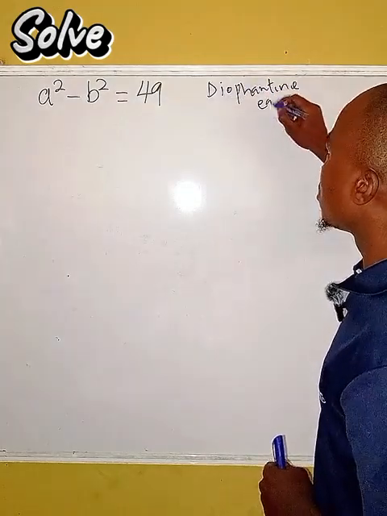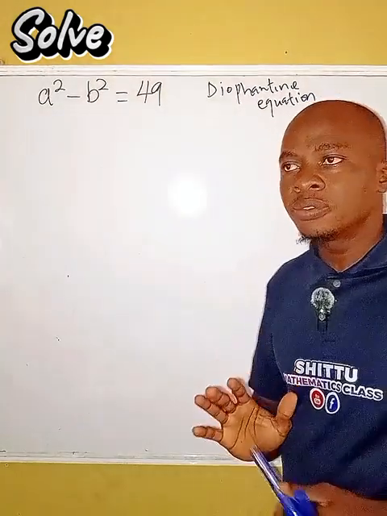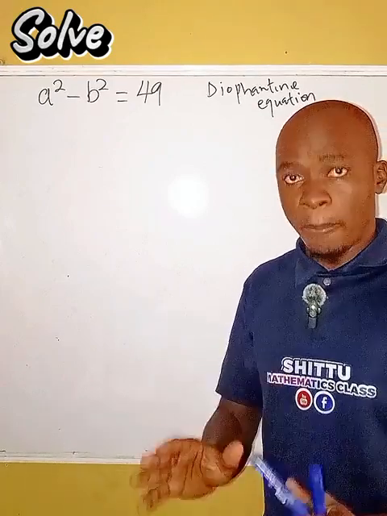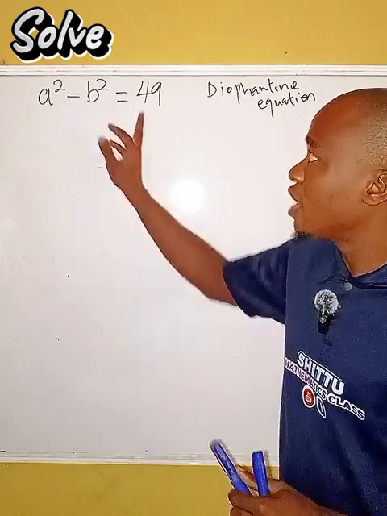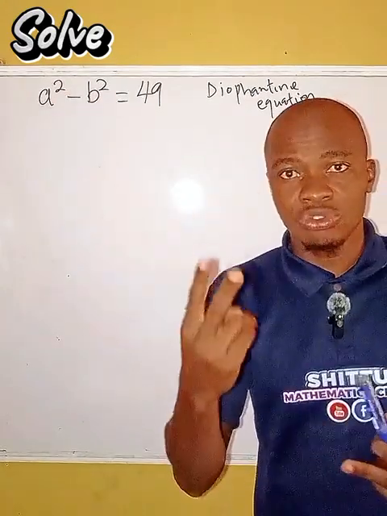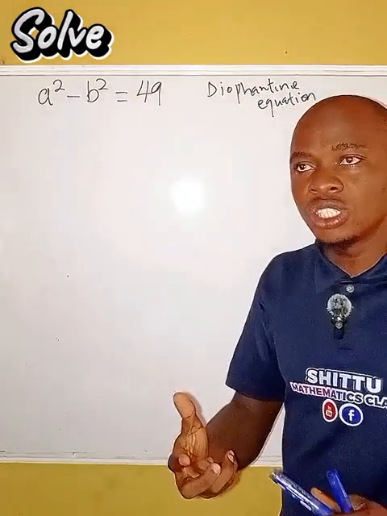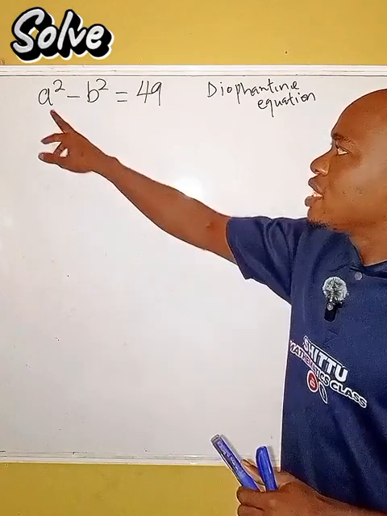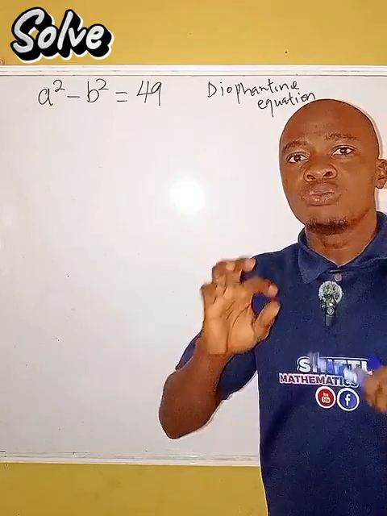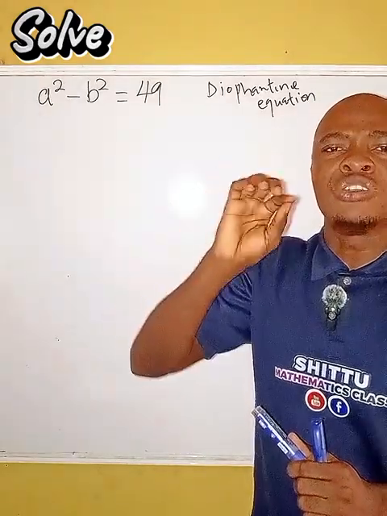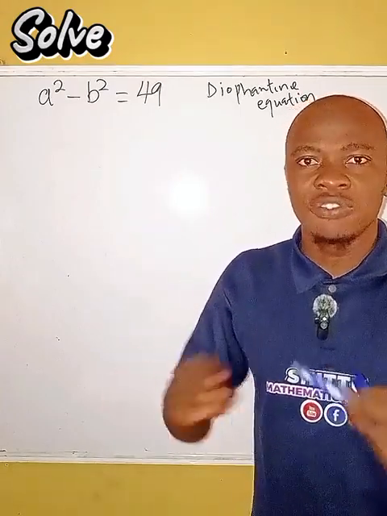Diophantine equation. Okay, so now for educational purpose, what do you understand by this Diophantine equation? Whenever you have this type of equation where you have two variables and just one equation, we call that Diophantine equation. So therefore, this value of a and b in Diophantine equation, we are only considering the value of a and b that are positive integers.